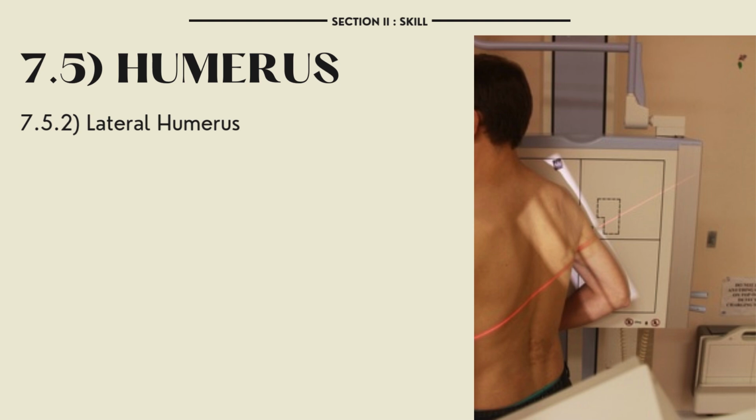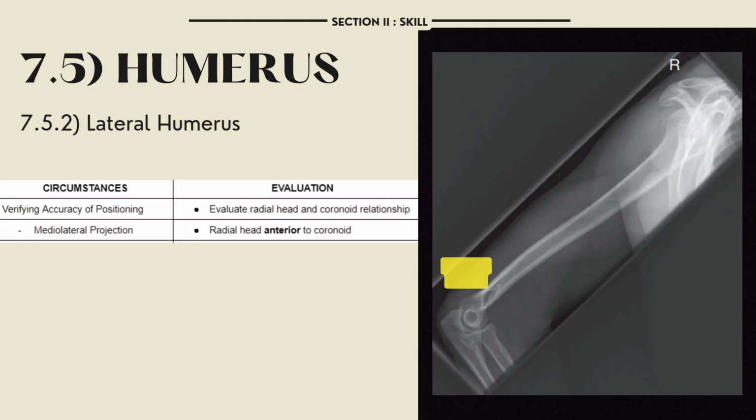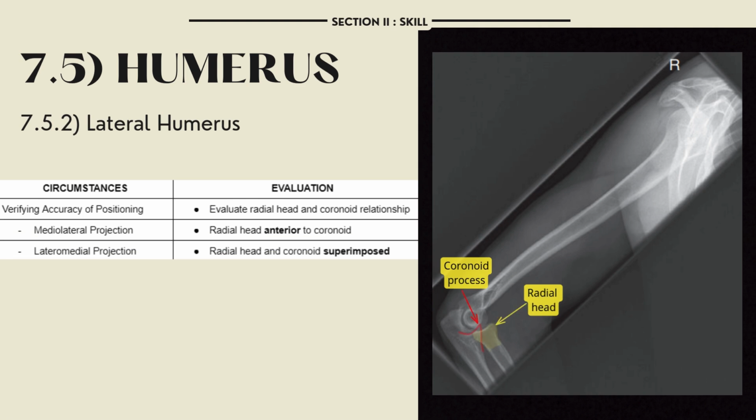Lastly is lateral humerus. The radiographer should evaluate the radial head and coronoid relationship in order to verify the accuracy of lateral humerus positioning. A radial head that is located anterior to the coronoid indicates mediolateral projection. The superimposition of radial head and coronoid indicates lateromedial projection.